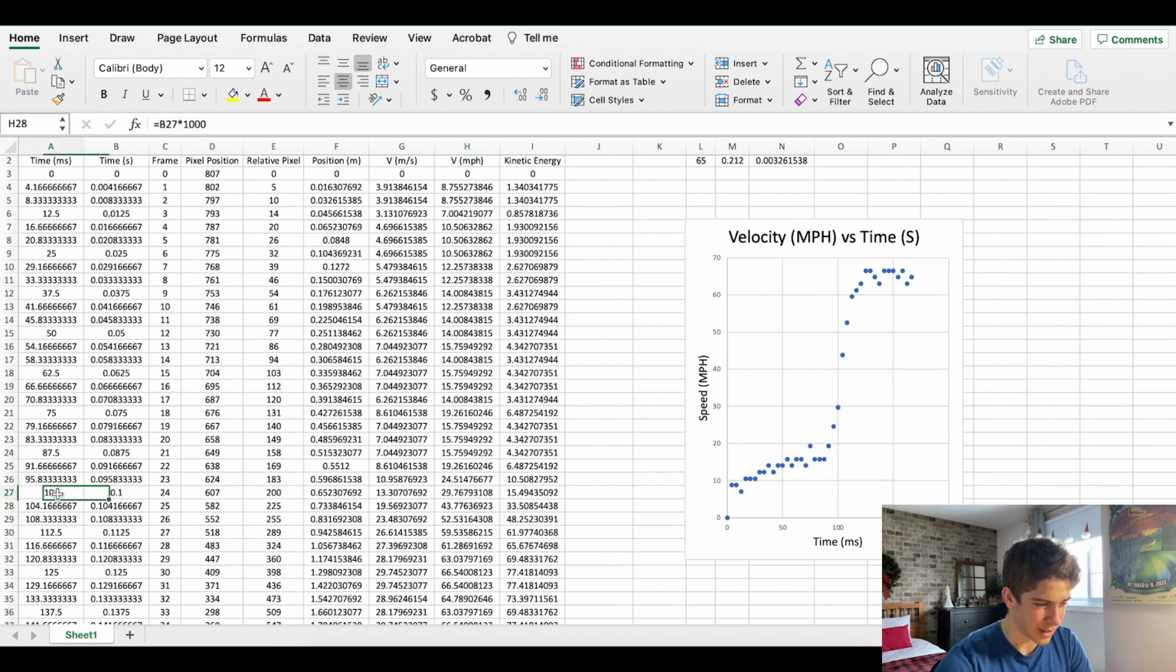At 100 milliseconds, the speed is 13.3 meters per second. And then at 104 milliseconds, the next time step, it's 19.56 meters per second, which equates to 29 and 43 miles per hour respectively. So let's go calculate acceleration.